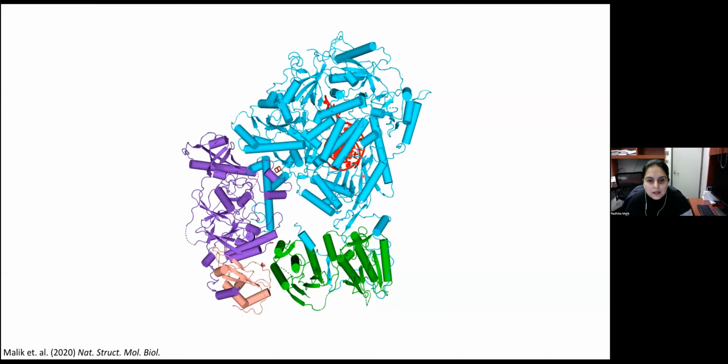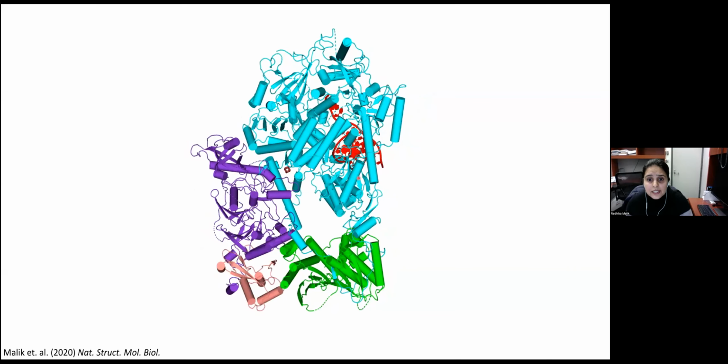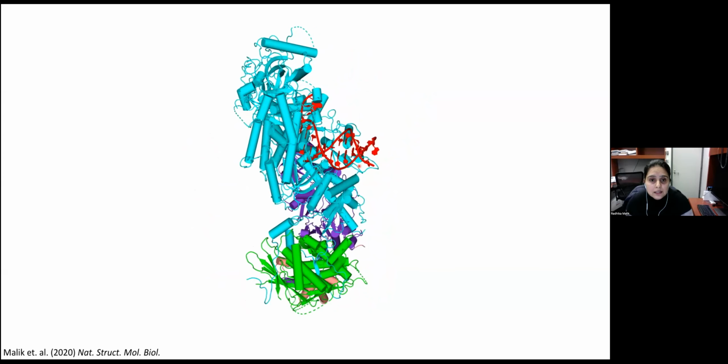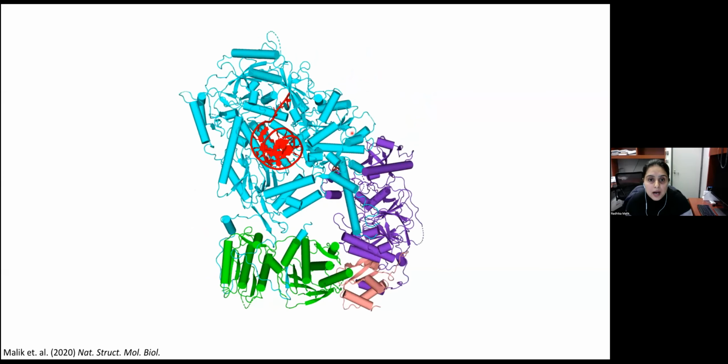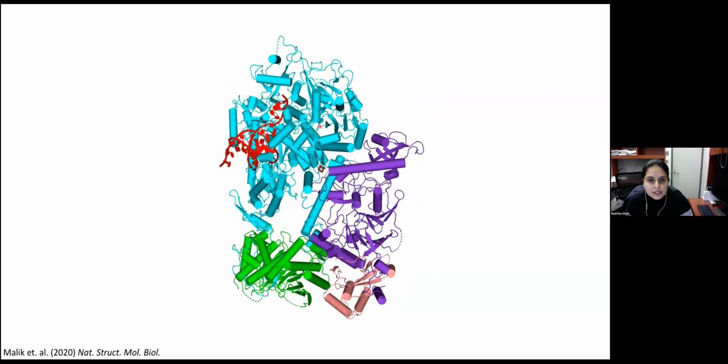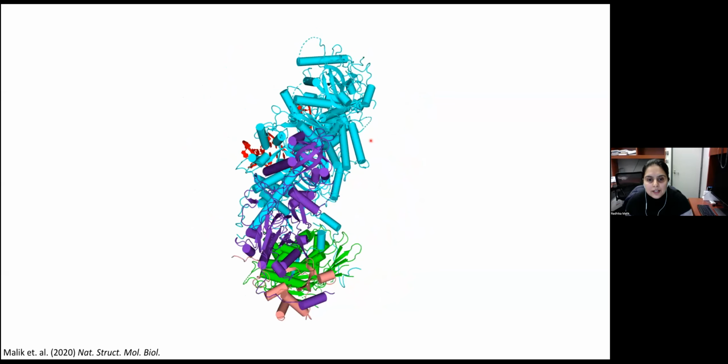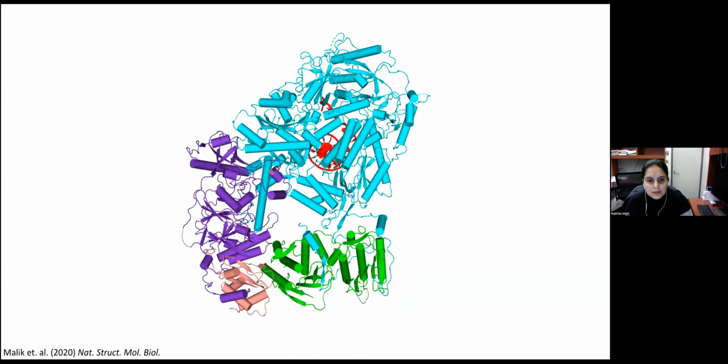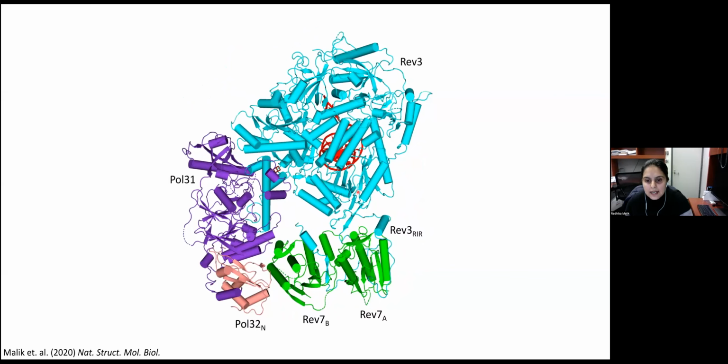So this basically looks like a ring. The DNA is in red, and the only subunit that it binds to is the Rev3, which is in cyan. And then it has this iron sulfur cluster in brown at the C terminus, and it has these appendages which come out from the core of the Rev7 protein called the RIR domain, which wraps around these two Rev7 units. And to complete the ring, we have these Pol31 and Pol32 subunits.